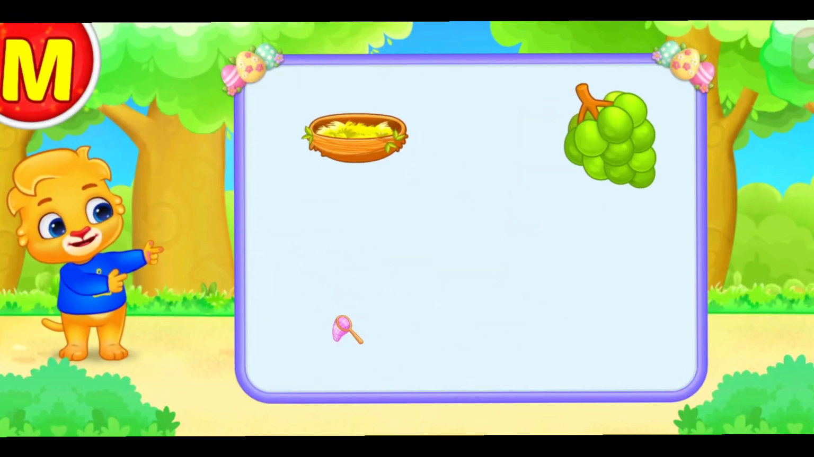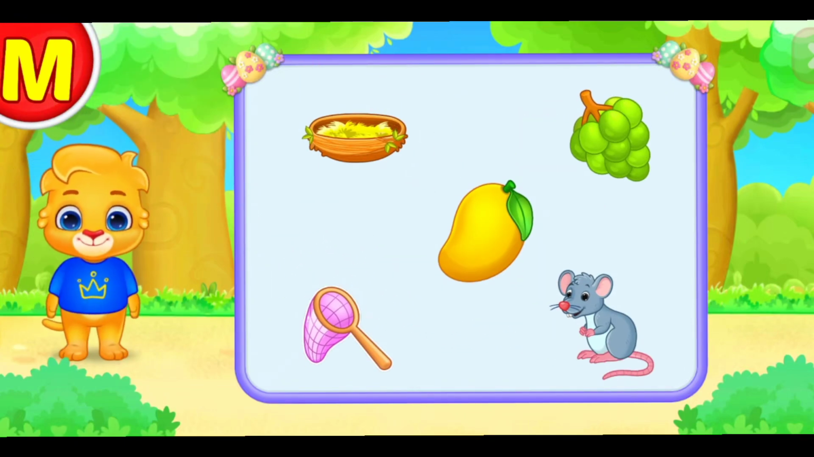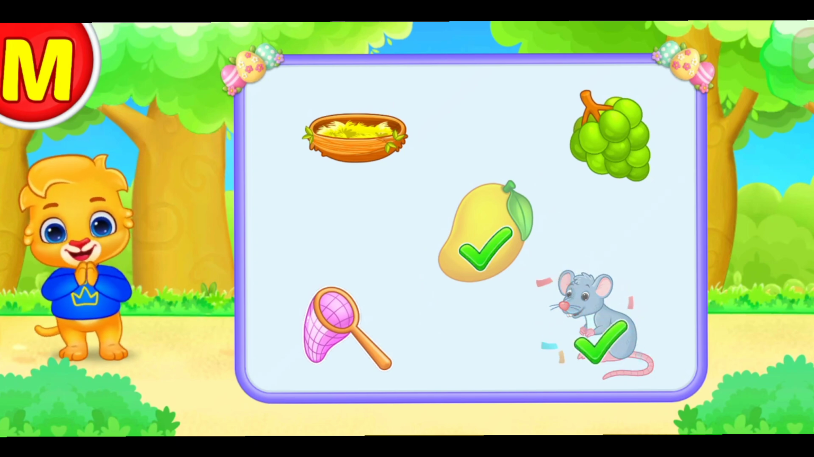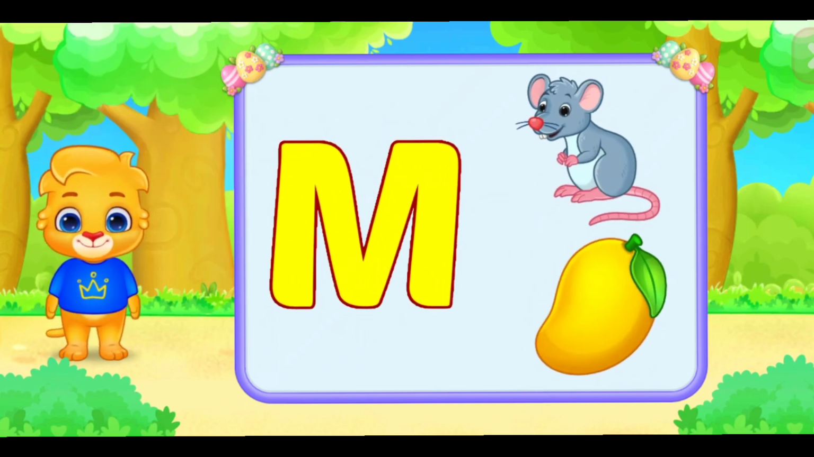Picture that starts with letter M. M is for mouse. M is for mango.